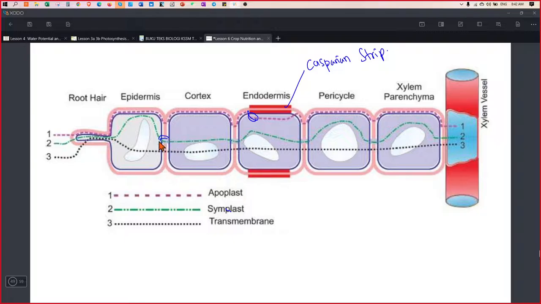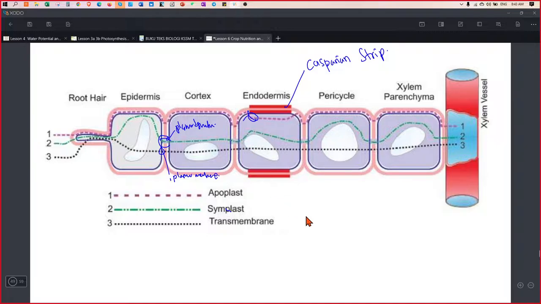This is the tunnel here. This is your plasmodesmata. Okay, and then you're going to see that it goes through the plasmodesmata all the way until the xylem vessel. Okay, and the third one is the transmembrane. This guy here, it doesn't care. It just gets absorbed into the cell wall and then goes through the cytoplasm and then it penetrates this. You can see the blue line here. This is your plasma membrane. And then it goes through all the way until the xylem vessel.